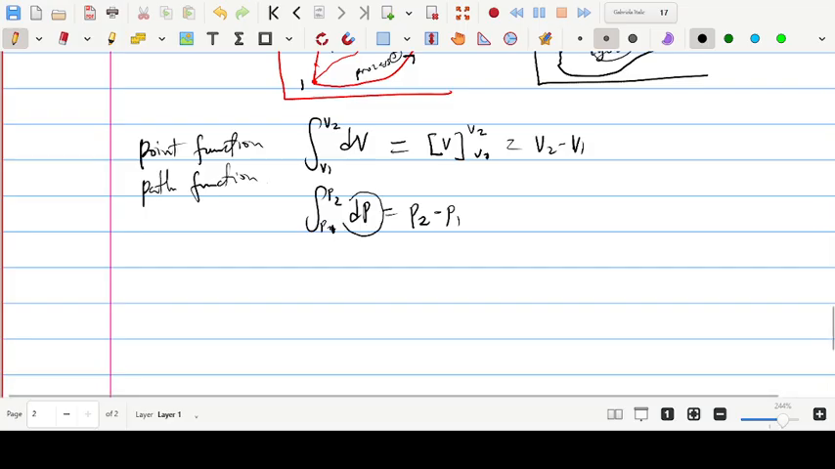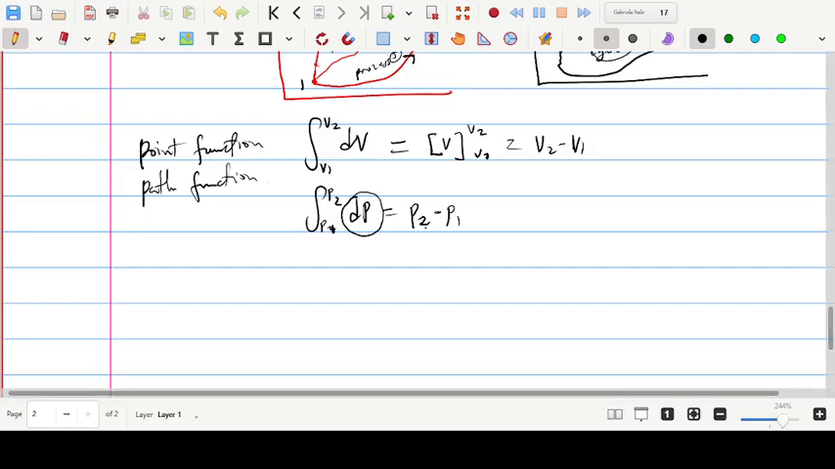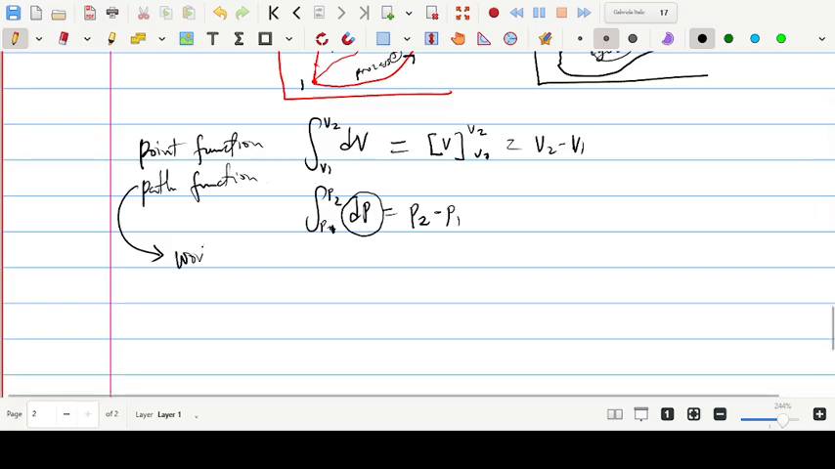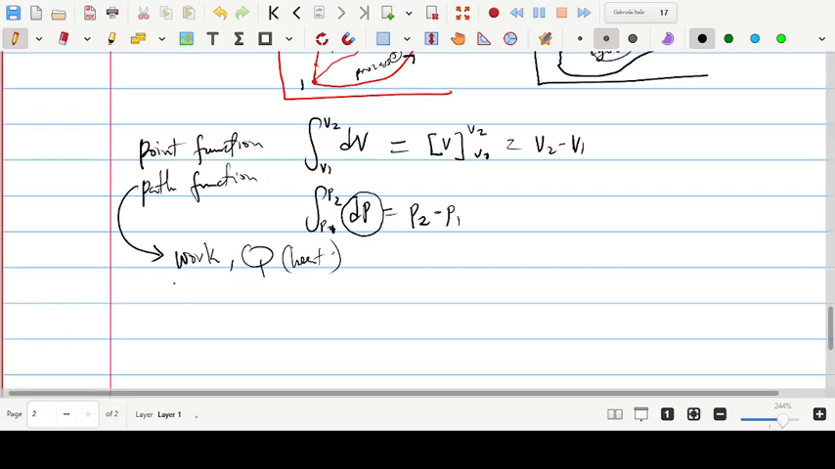It is exact. Look at it now, dp gives you exact. Now we have path functions. Path functions are functions that cannot be located on the graph, but they are the area under the graph. You understand? Examples of those are work done, work, and heat. So in this case, the differential is not exact. The differential of a path function is not exact.